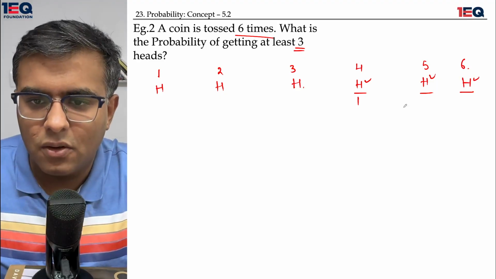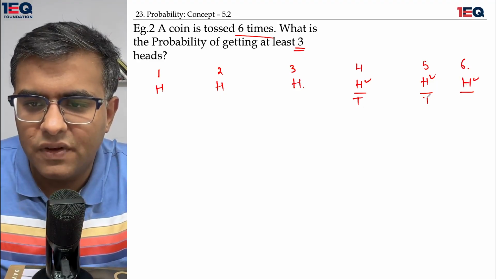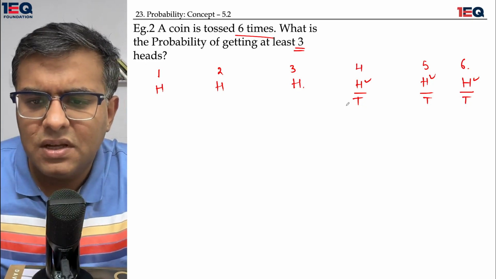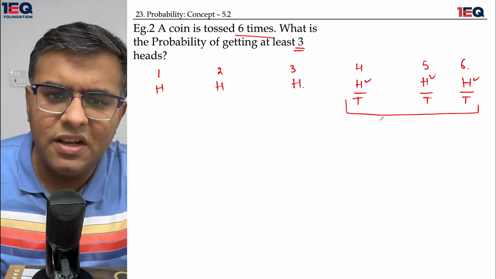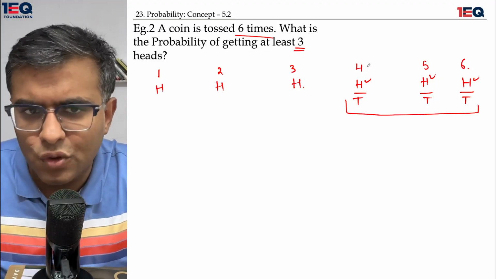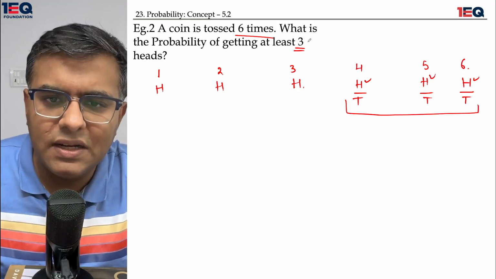it's completely fine. Okay. But if we get tails over here, tails over here, and tails over here, that is also fine. So all the combinations in the last three are completely fine. Only the first three or any three of them should be heads. Okay. At least 3 heads.